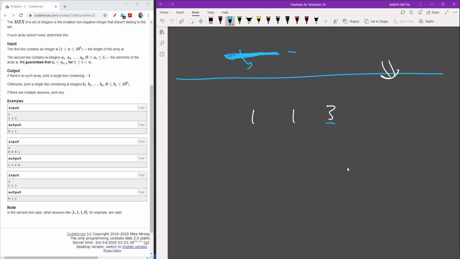So as it is 3, it is not equal to this, so I will write 1 here. So 1 must be present here. Okay, now I have these two. So in this section, I will not be able to write 1, I will not be able to write 3. So what will I write? I will write 0 and 2.